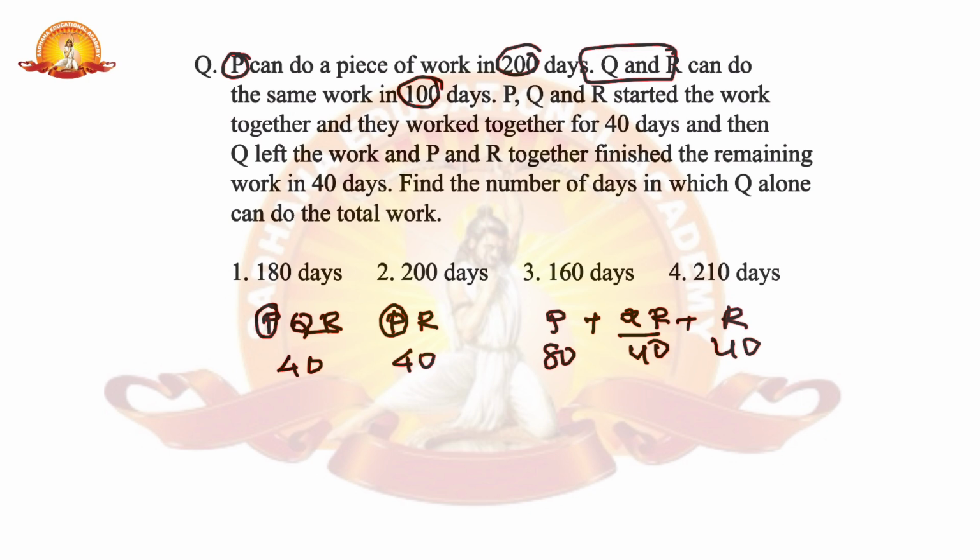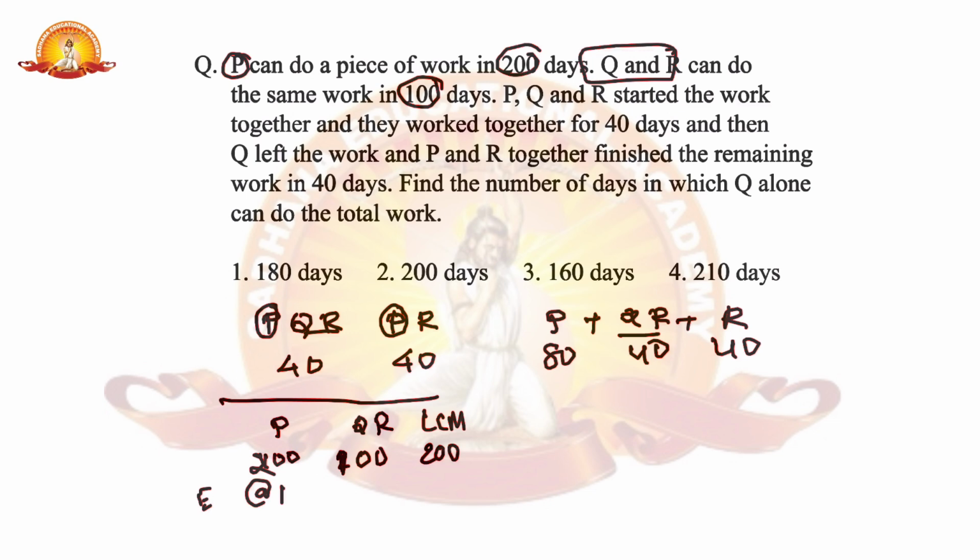So now let me suppose P takes 200 days and QR take 100 days. Let me take the LCM, 200, as the total work. Therefore, the efficiency of P is 1 unit per day and the collective efficiency of QR is 2 units per day. Now, 80 days of P's work is 80 units. 40 days of QR work, at 2 units every day, is 80 units. Plus R's contribution is unknown.